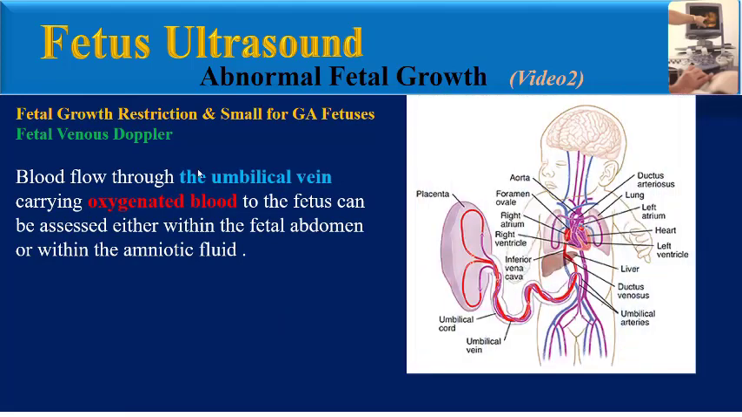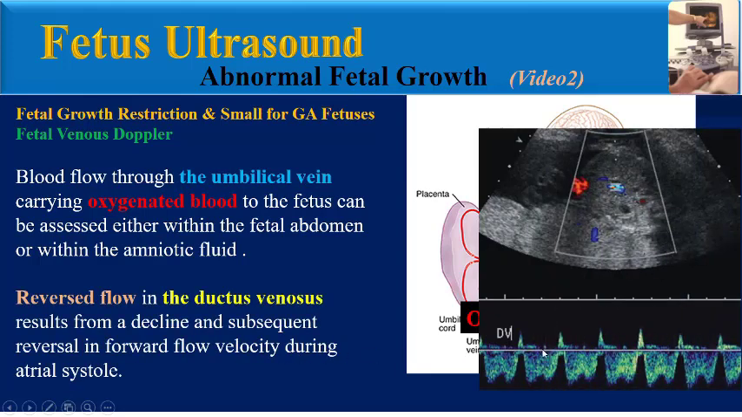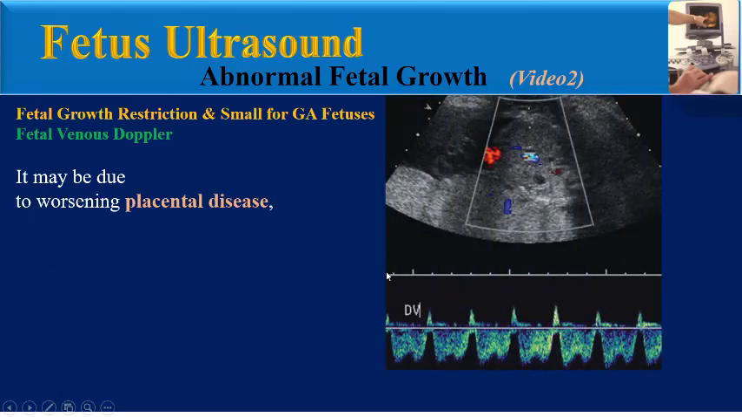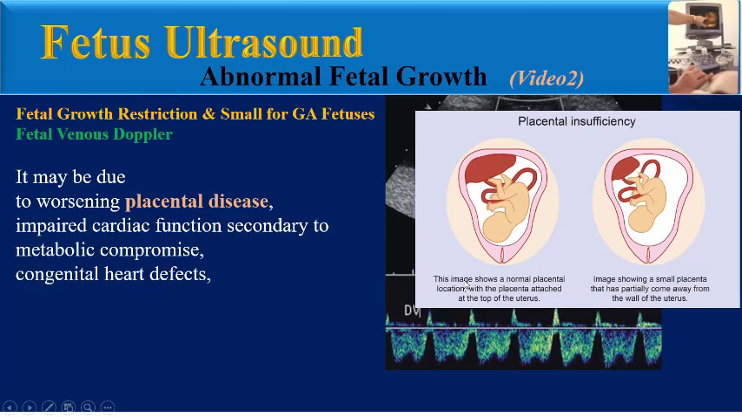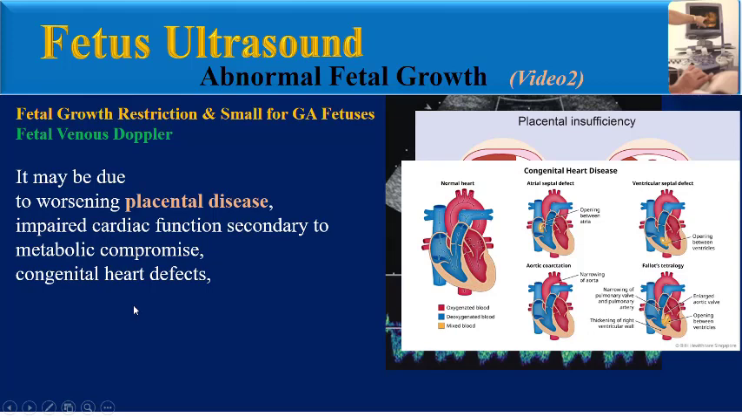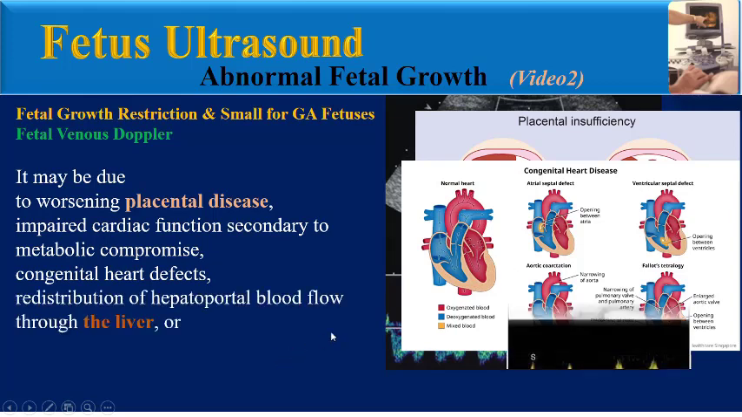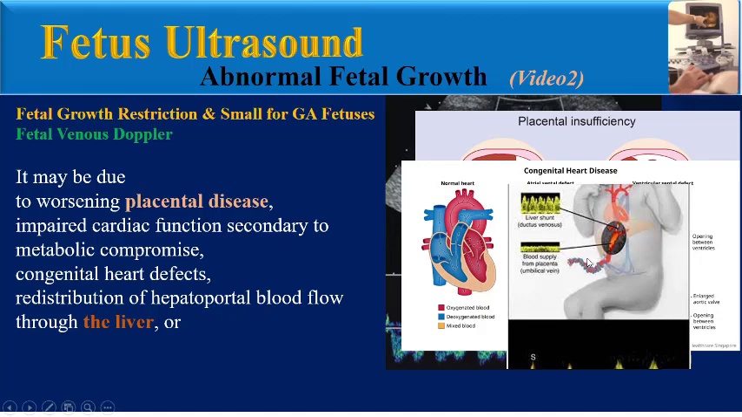Blood flow in the umbilical vein carrying oxygenated blood to the fetus can be assessed either within the fetal abdomen or within the amniotic fluid. Reverse flow in the ductus venosus results from a decline and subsequent reversal in forward flow velocity during atrial systole. It may be due to worsening placental disease like placental insufficiency, impaired cardiac function secondary to metabolic compromise, or congenital heart disease, redistribution of hepatoportal blood flow through the liver, or a combination of these factors.